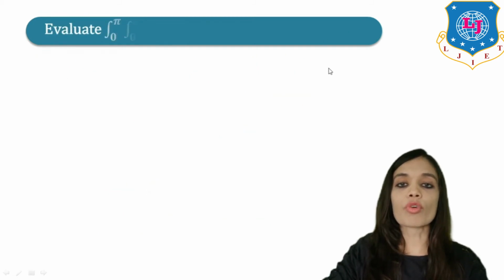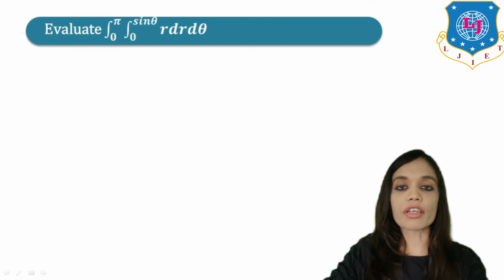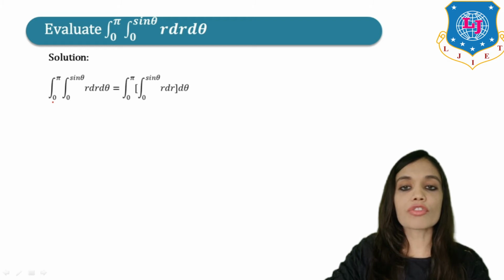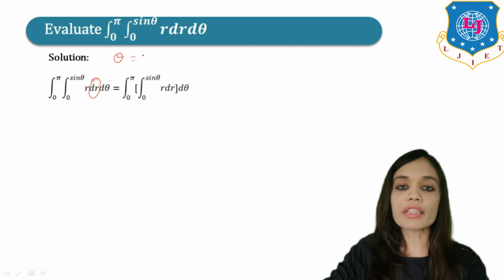Okay, let us solve one more example. We have to evaluate double integration from 0 to pi, 0 to sine theta, r dr d theta. Again let us start with the solution. You are given double integration from 0 to pi, 0 to sine theta, r dr d theta. Here too, firstly we will evaluate with respect to r keeping theta as constant. So keep 0 to pi d theta as it is and integrate 0 to sine theta r, right?